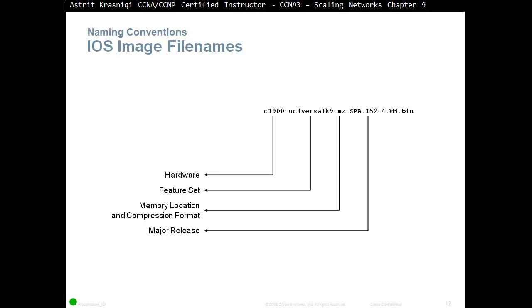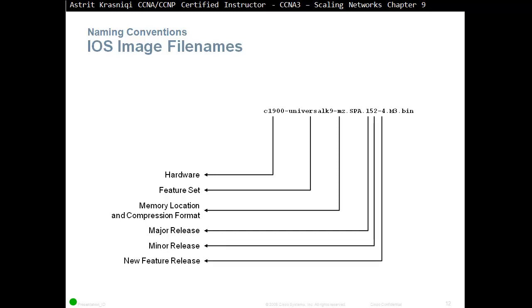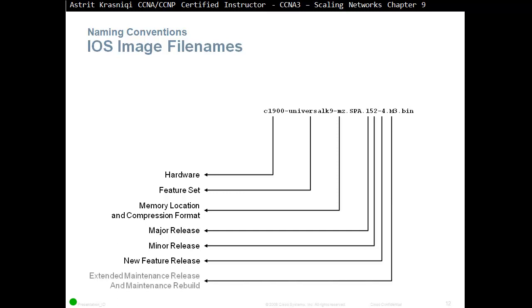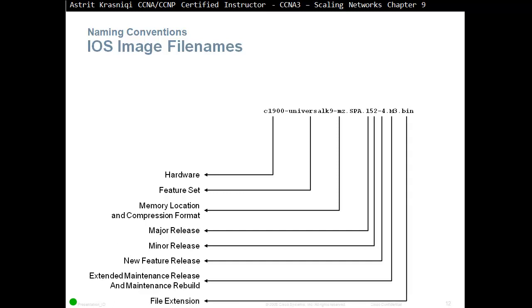So the major release is 15, the minor release is 2, the new feature release is 4, the extended maintenance release and maintenance rebuild is M3, and then the file extension is bin.